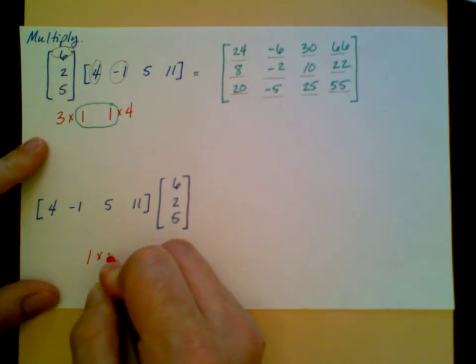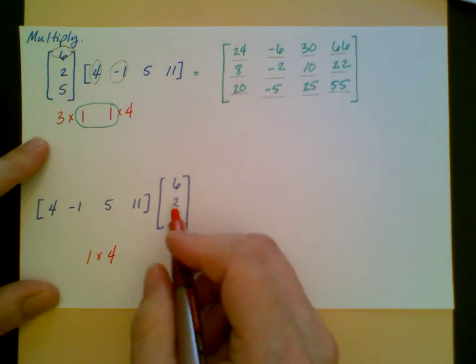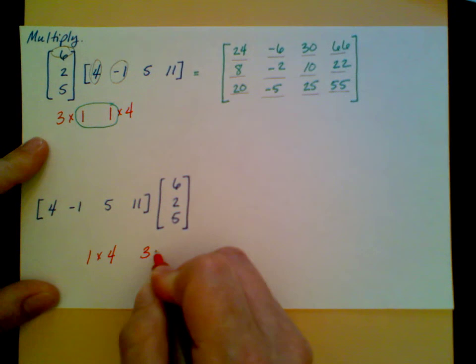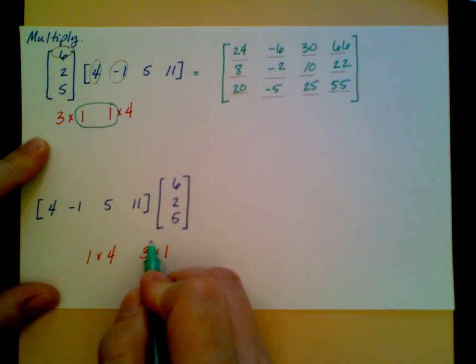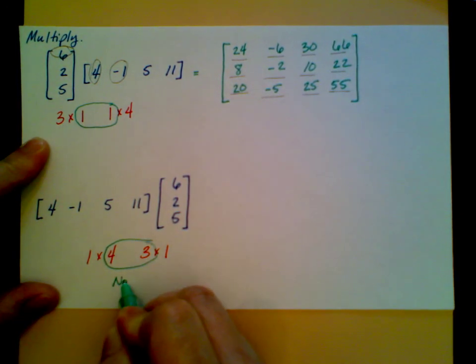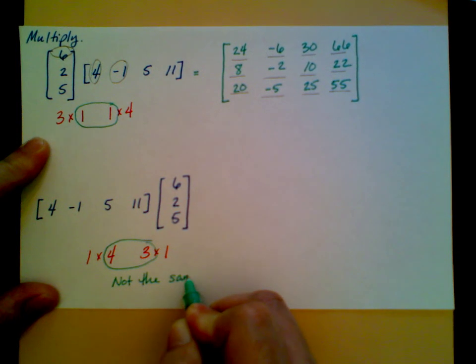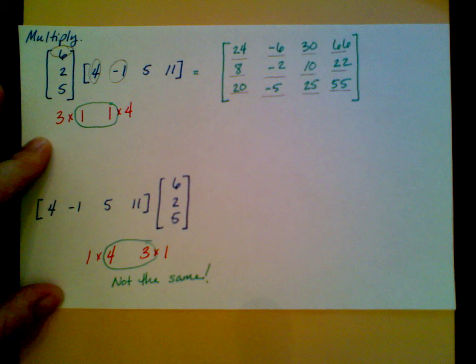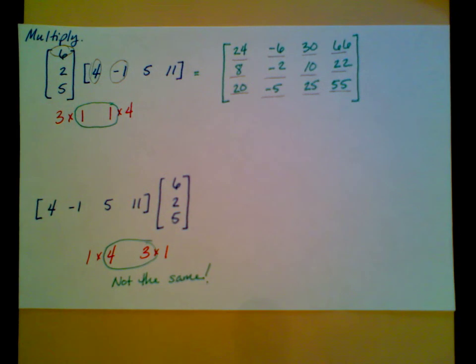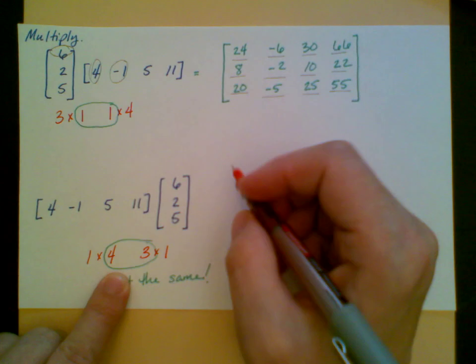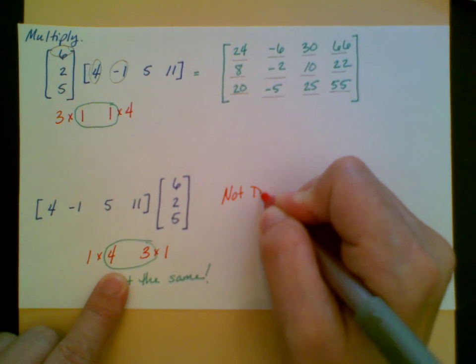I've got a 1 by 4 and a 3 by 1. These, however, are not the same. Which means if I were to try to multiply this row times this column, I don't have enough elements to properly match up. And that actually makes this one the simplest one of all to answer, because since the size does not work out, my answer is just not defined.